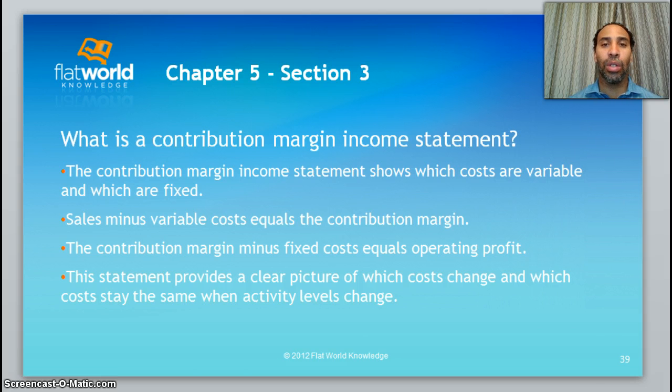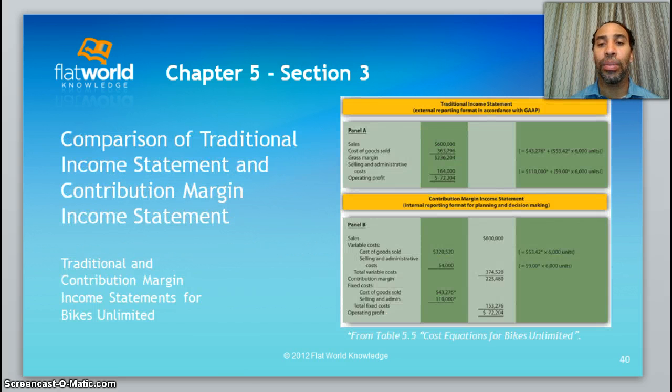So let's slow down on that part. So sales, how much you sold, the money that you received in revenue for sales, minus variable costs is the contribution margin. The contribution margin is what you contribute to pay for fixed costs and add to your operating profit. Contribution margin minus fixed costs equals operating profit. The statement provides a clear picture of which costs change and which costs stay the same when activity levels change.